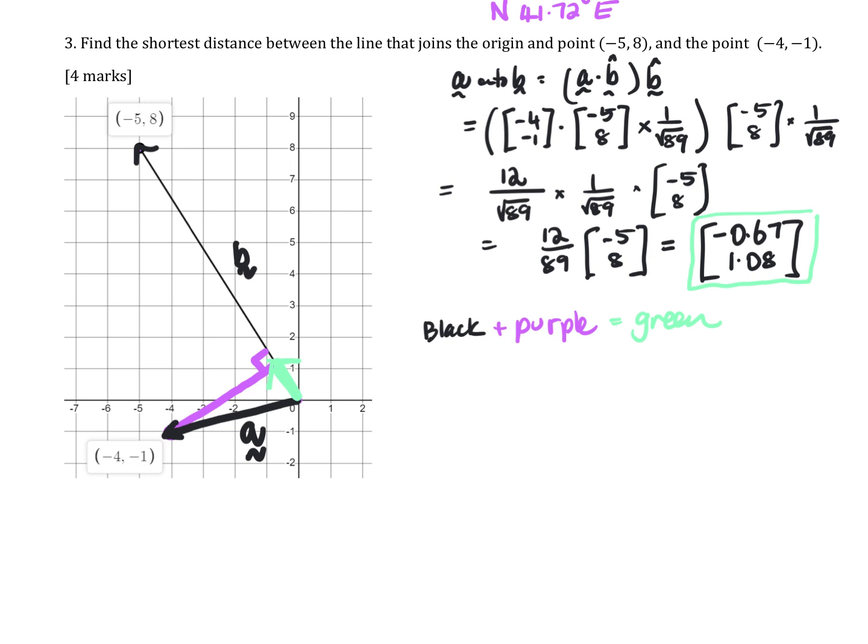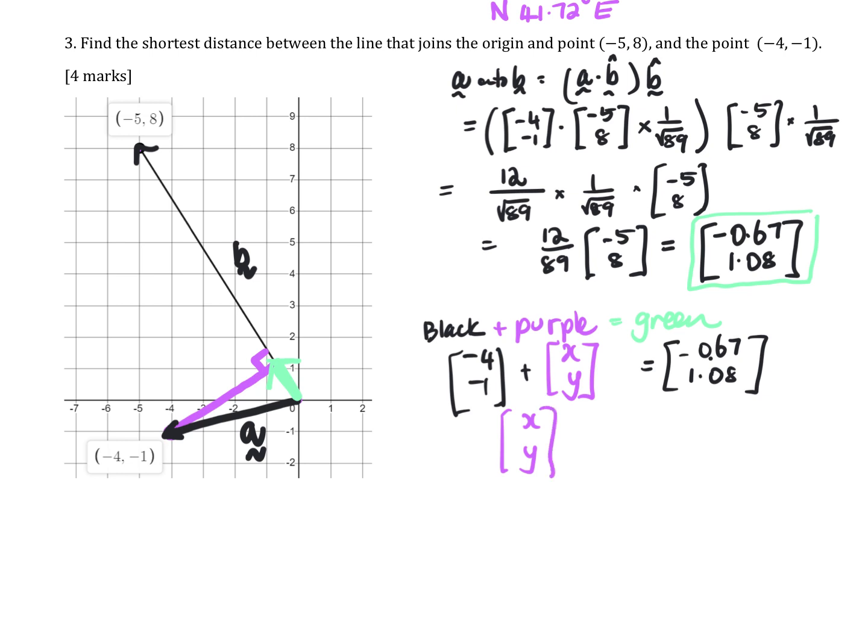Okay, so I can just pop that in an equation. Of course, you could use the fractions and everything for this. And let's say the purple one is going to be xy. And the black one, what did we say? -4, -1. Oops. And that's plus. Okay, so all I need to do to get our purple vector here is move that one over the other side. And I can easily do that.